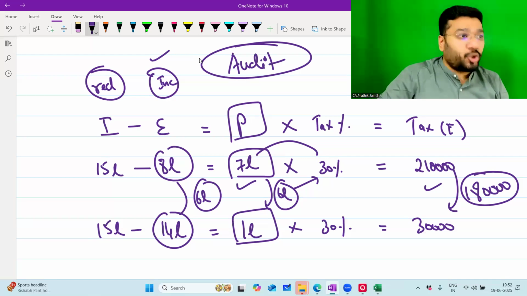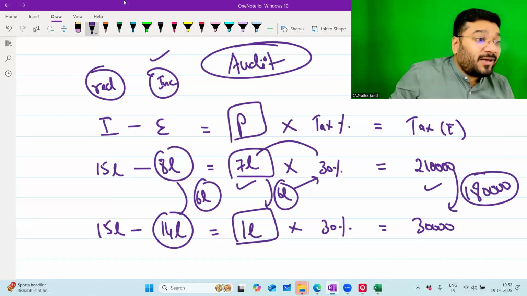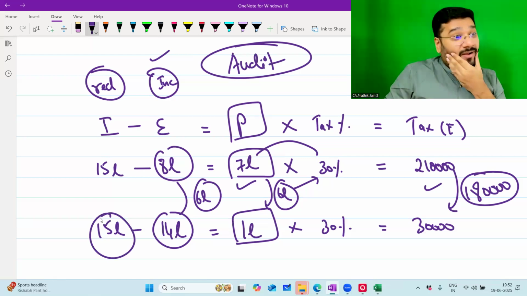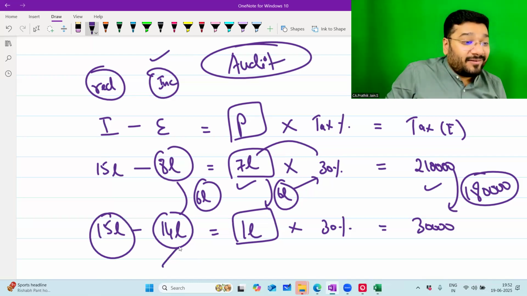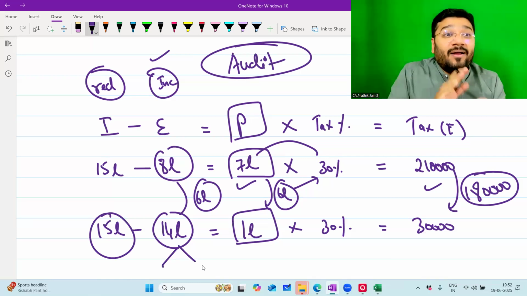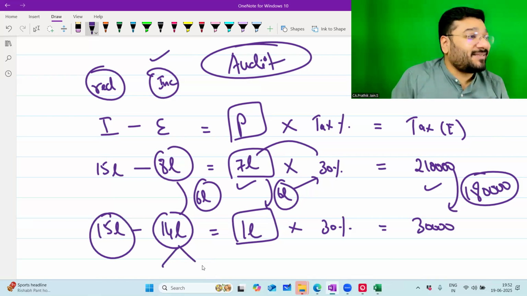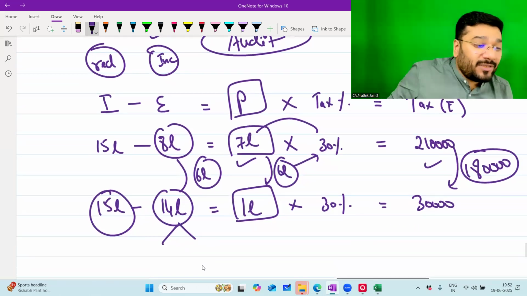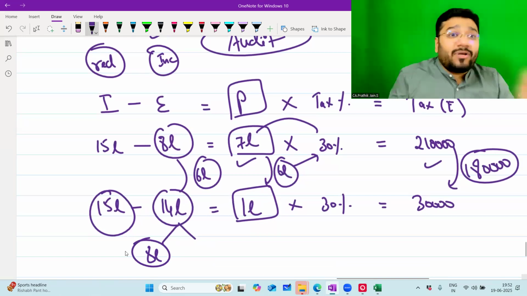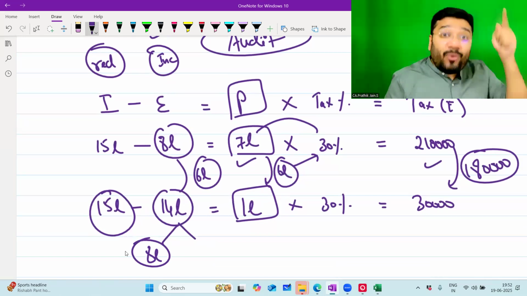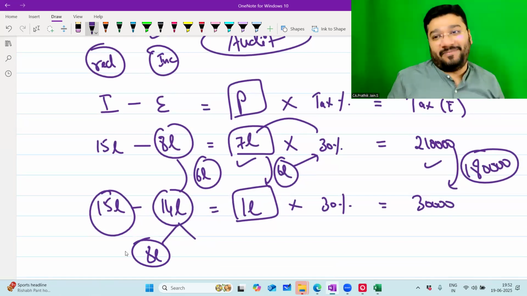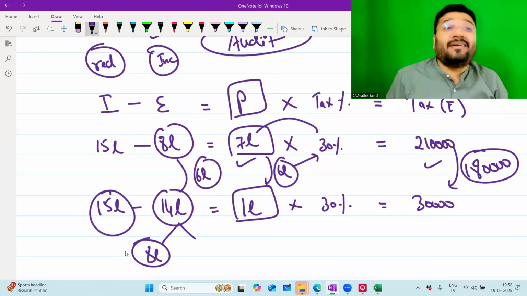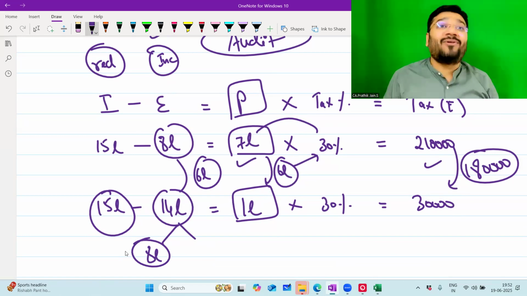When he comes for scrutiny, what will he check? Oh, sir, 15 lakh income, 14 lakh expense. Now he will tell me, please give me the bills for all these 14 lakh expenses. This bill will serve as evidence. When I produce the bill, I'll produce it only for 8 lakh, because 8 lakh is genuine expenses. Only for genuine expenses will you have bills. For fake expenses, you can't have bills. You will say, we will create it, sir. We know how to check that also.